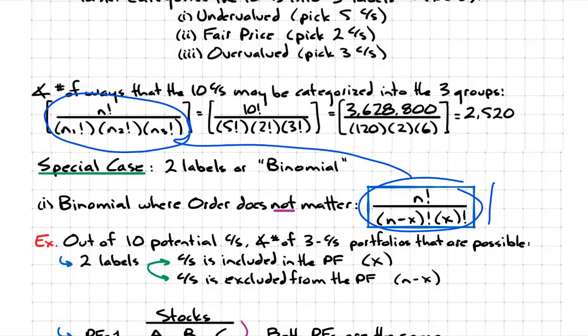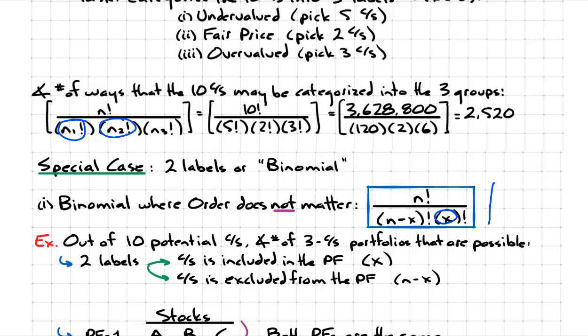So for example, if there were only two labels, then we would only have 2 variables in the denominator, just like we have over here. And that's why I referred to this binomial count as a special case of this broader framework that we have here. Because with this framework over here, you can have multiple labels, but with binomial you just have 2.